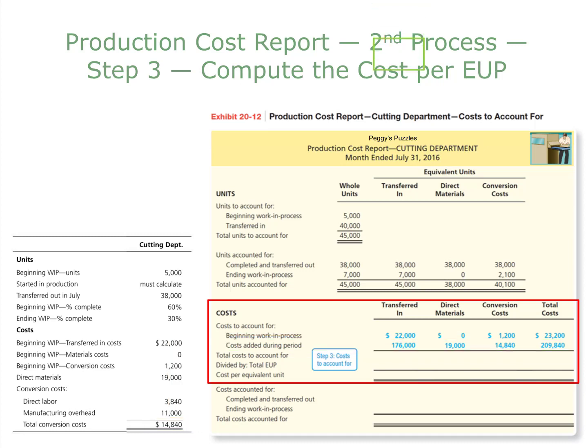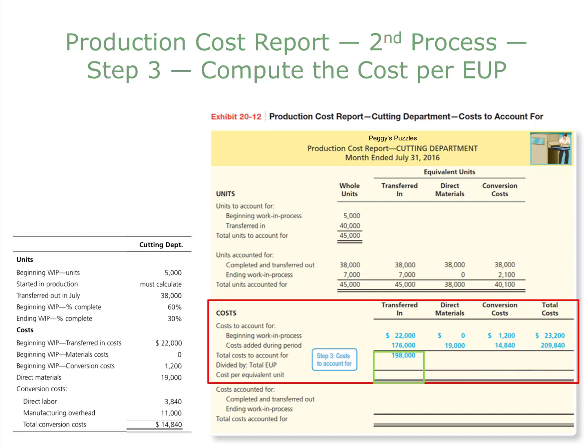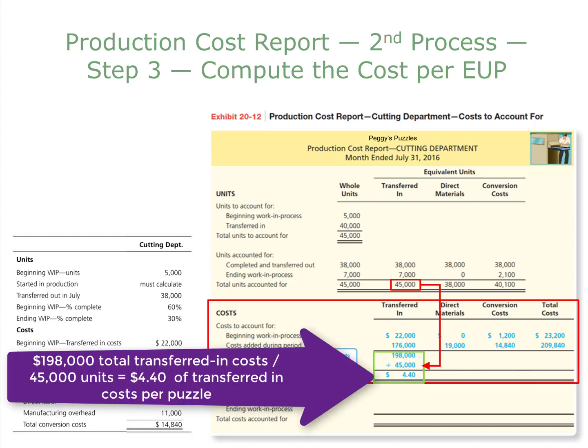Next, we'll complete the transferred in column. Adding $22,000 and $176,000, we get total transferred in costs of $198,000. Next, we divide by total equivalent units of production, which we get from up above in the units section of the report. The next step is to simply do the math. $198,000 of transferred in costs to account for, divided by 45,000 total equivalent units gives us $4.40 transferred in costs per puzzle.